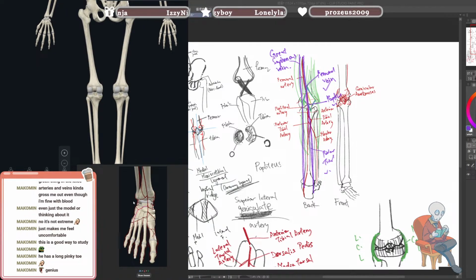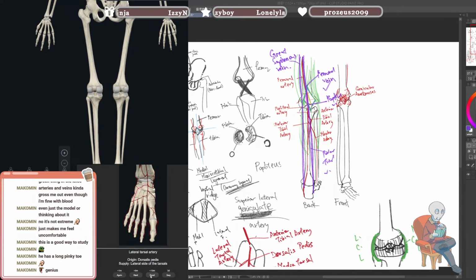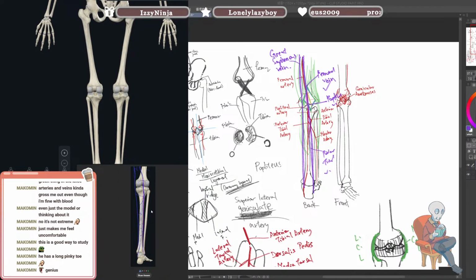Okay, revision time. This is the lateral tarsal artery. Yes. And this is the, I just wrote it, didn't I? This is the posterior tibial artery, with a vein, posterior tibial vein.